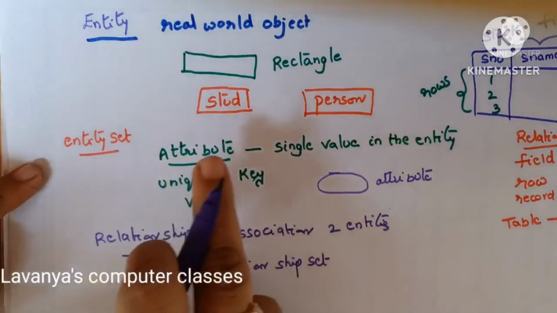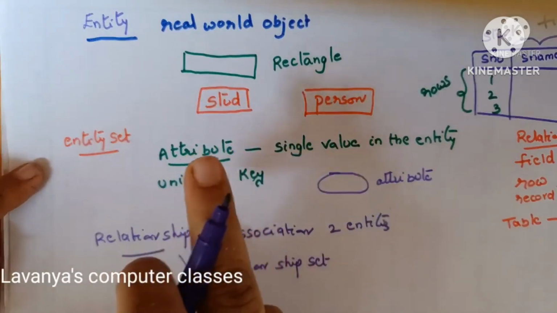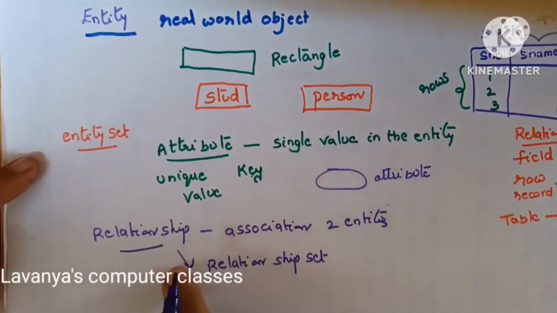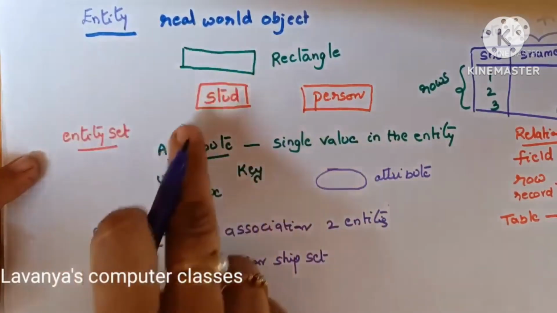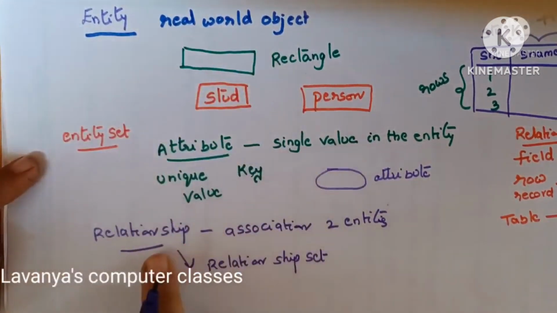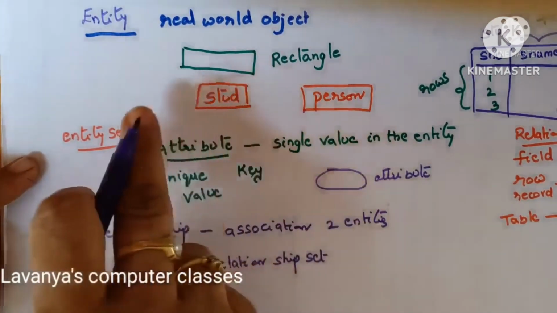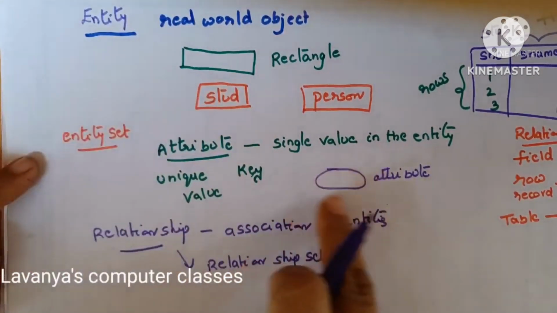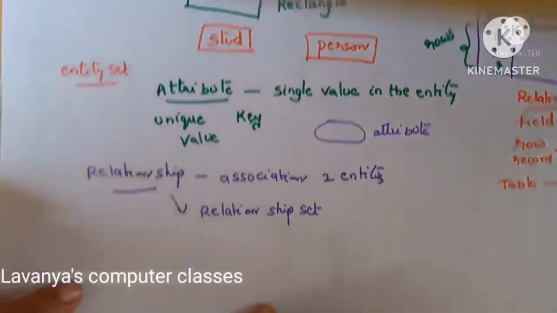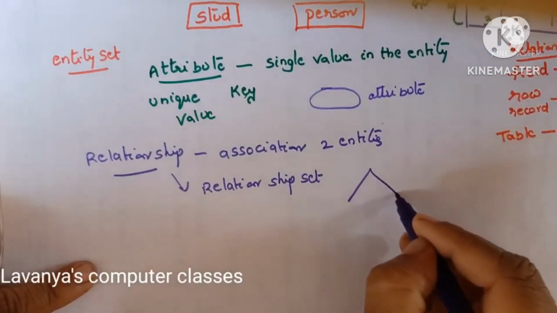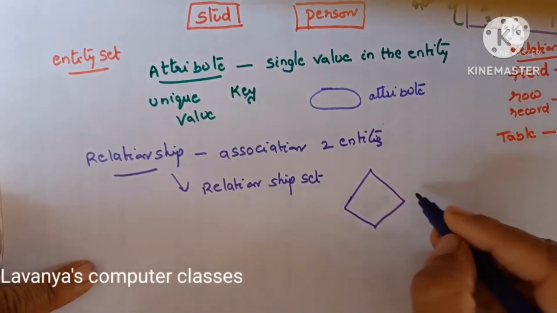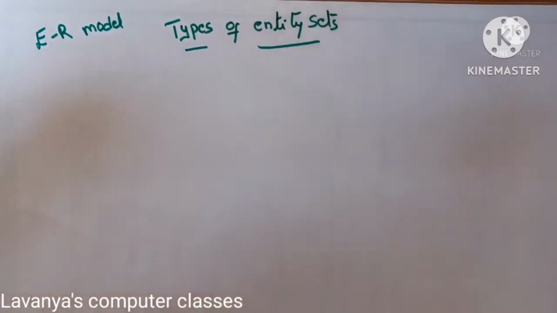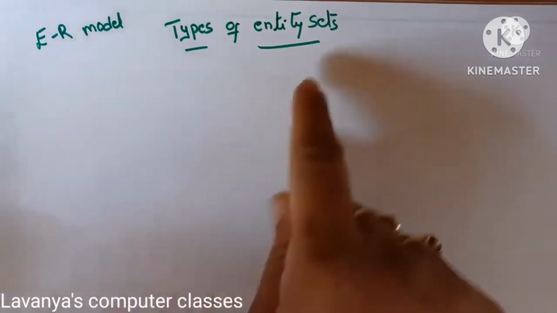So what is ER model? ER model is a data model, a diagrammatic representation of the logical structure of the database. What are the components of ER diagram? Entity, entity set, attribute, relationship, relationship set. In the diagrammatic representation, rectangle is used for entity set, ellipse is used for attribute, and for relationship we are using rhombus. These are the basic components. In this video I am going to explain types of entity sets.